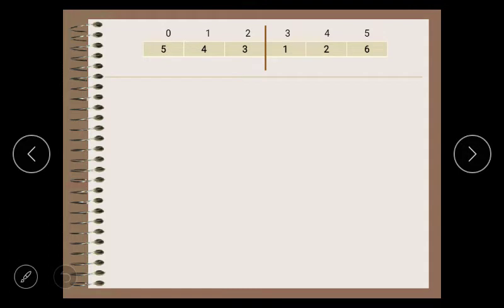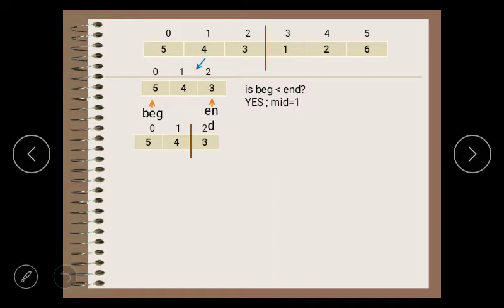So now we have divided the entire array into two halves by finding the mid. First consider the left sub array. Again, take the two variables, beginning and ending. Check the condition: is beginning less than end? Yes. So find the mid: 0 plus 2 by 2, that is equal to 1. Divide the left sub array into two halves. Now consider the left sub array.